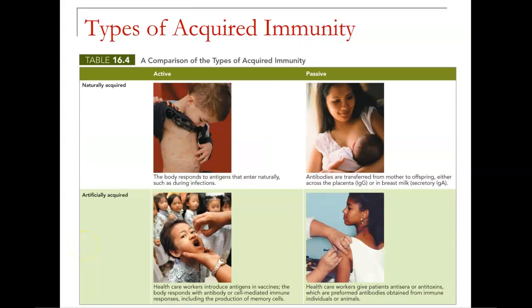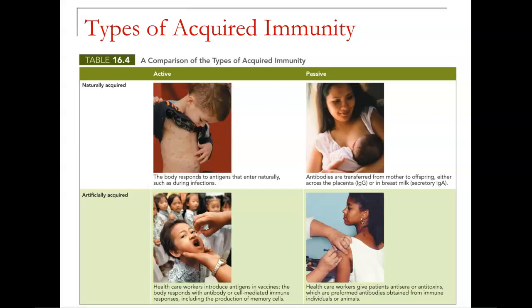So when it comes to immunity, you're going to have several different types of acquired immunity. You have naturally acquired active immunity. That's where the body responds to exposure to antigens by mounting specific immune responses. Naturally acquired passive immunity is where a fetus, a newborn, or a child receives antibodies across the placenta or within the breast milk from its mother.